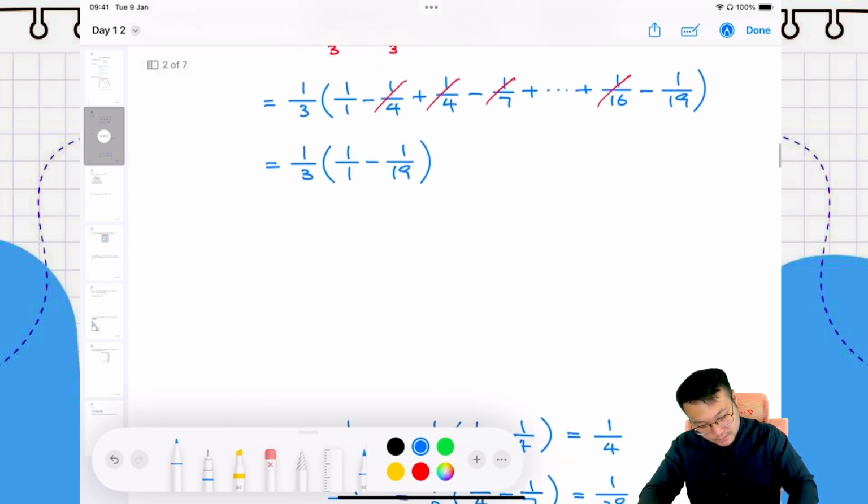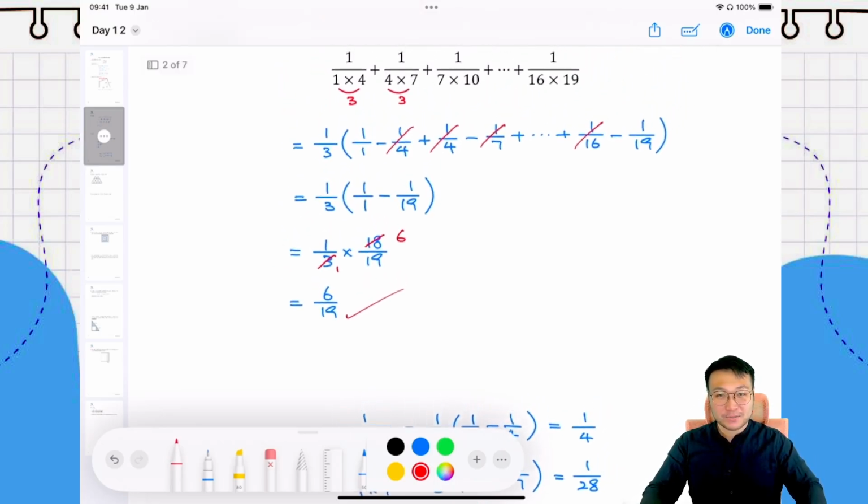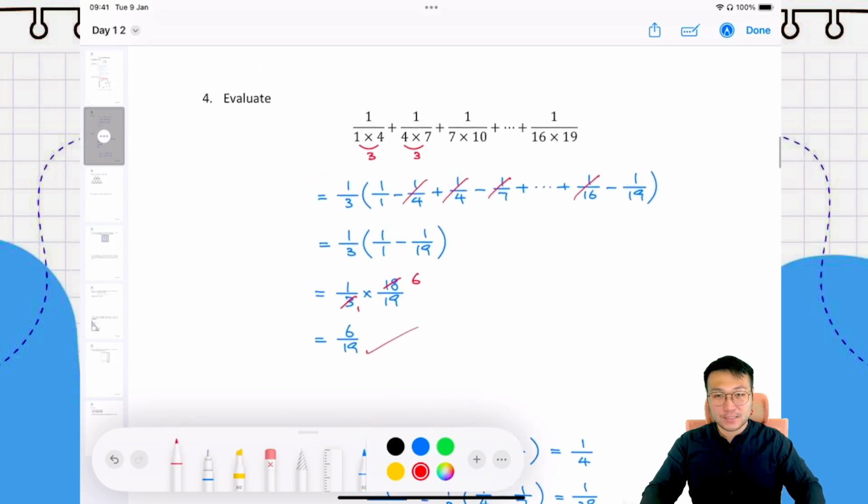Okay? And then you are left with, what is 1 over 1 minus 1 over 19? 18 over 19, right? So you can simplify, divide by 3, divide by 3. Your answer will be 6 over 19. Well done, Brian. You got it correct. Good job. How about the rest of you? Anyone have any questions about this?